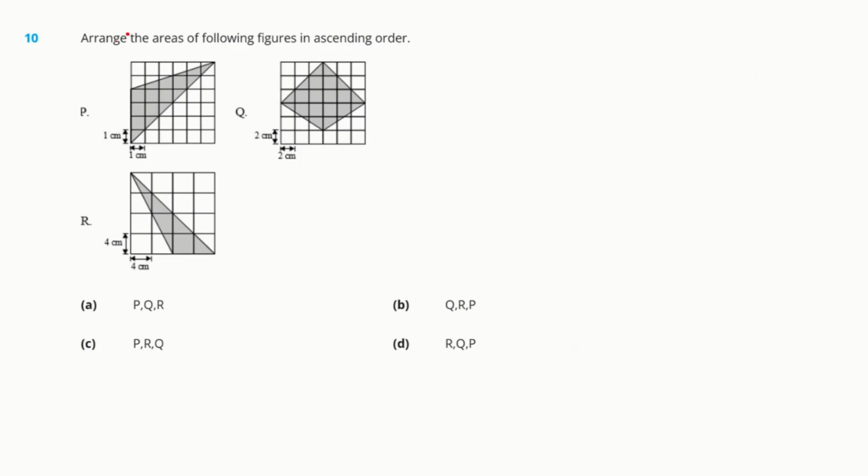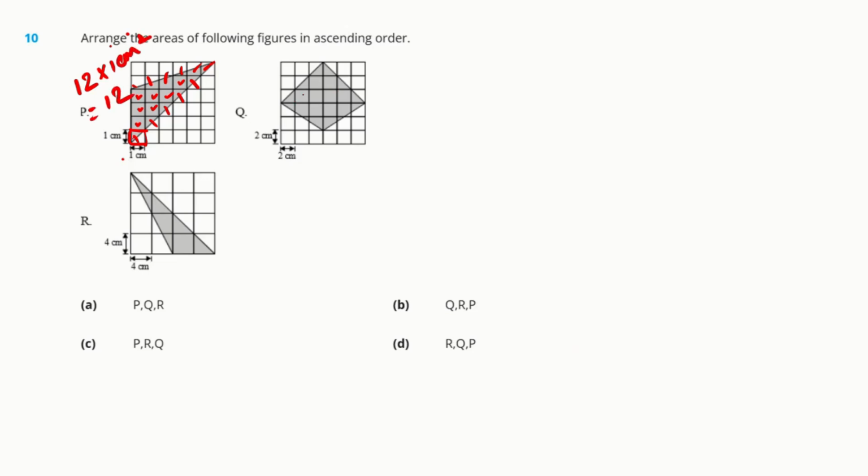Moving on to question number 10. Over here, each is of 1 centimeter. How many such squares are covered? 1, 2, 3, 4, 5, 6, 7, 7.5, 8, 8.5, 9, 9.5, and this is 10, 11, 12 approximately. That makes it 12 squares of 1 centimeter squared each, so 12 approx.